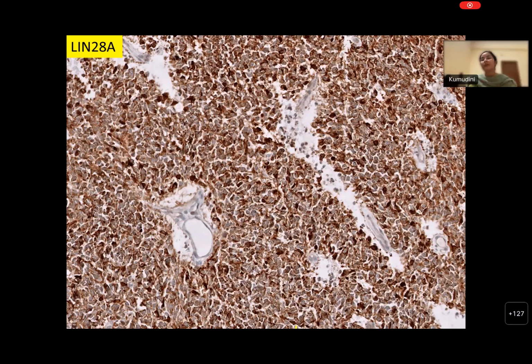Sir, there is a diffuse cytoplasmic positivity. So what does it tell us? Diffuse strong positivity of LIN28 is a surrogate marker for embryonal tumor with multilayered rosettes. Most of the time when it is positive, it corroborates with C19MC amplification. C19MC is the chromosome 19 microRNA cluster, where you have amplification, which can be detected by FISH.